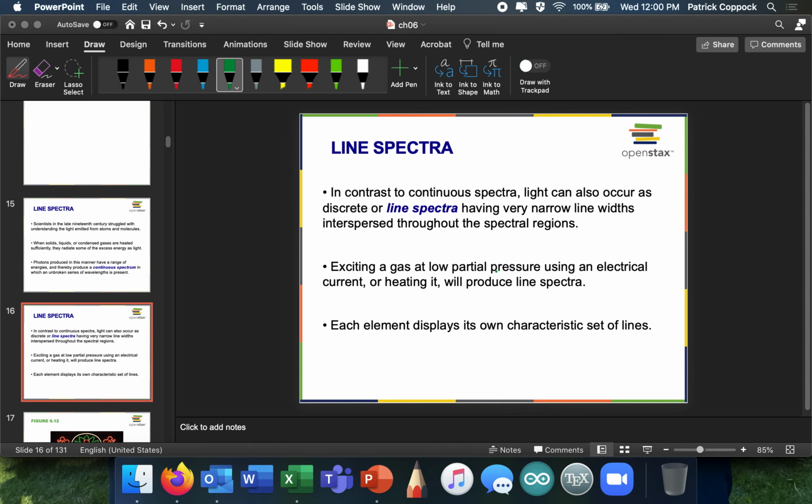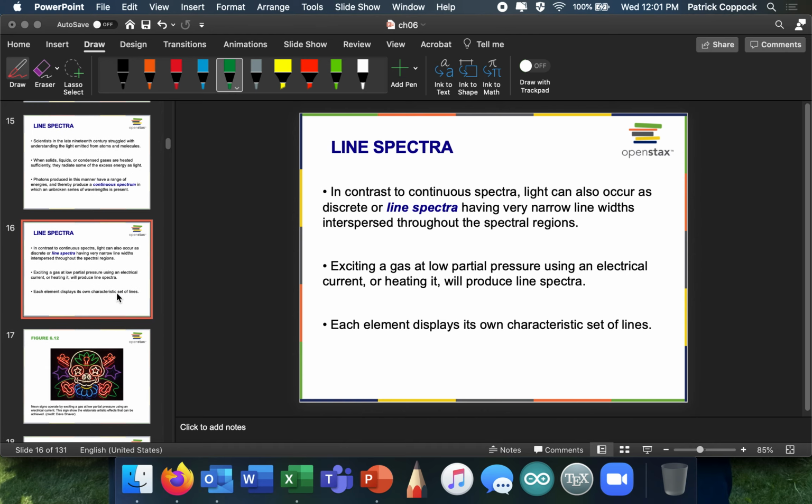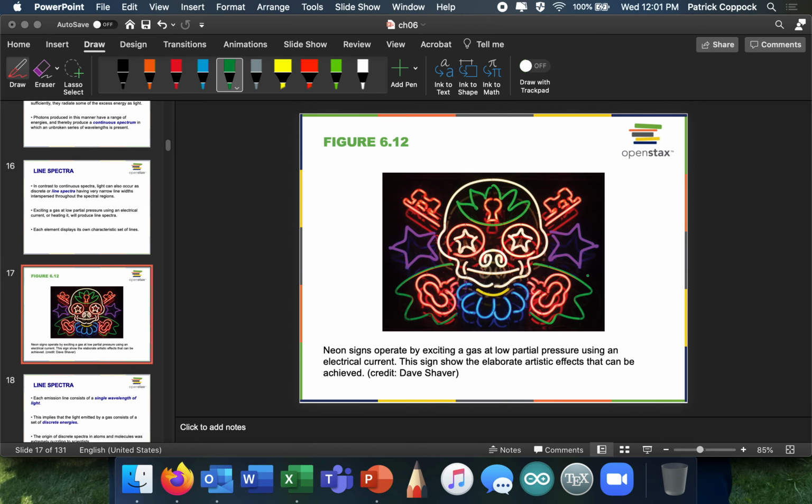Exciting a gas, very small amounts of gas in the chamber with electrical current or heat, will produce line spectra. What does that mean? Each element displays its own characteristic set of lines. And this really befuddled scientists in the 1800s and the early 1900s. They were like, this does not make any sense, okay? With their current understanding of physics. Did not make sense. So here's a picture from your textbook.